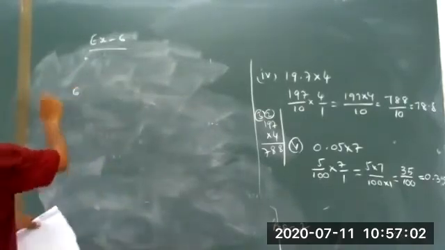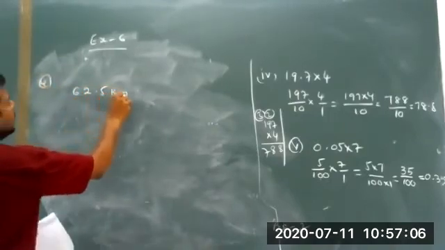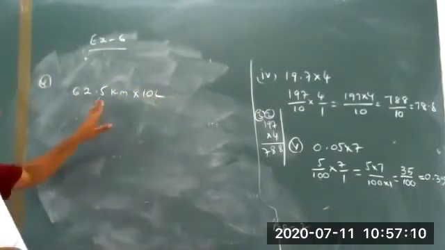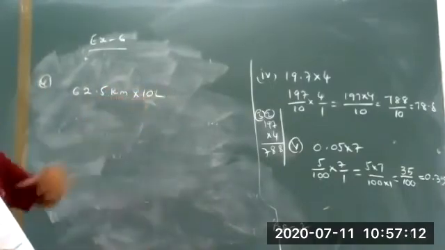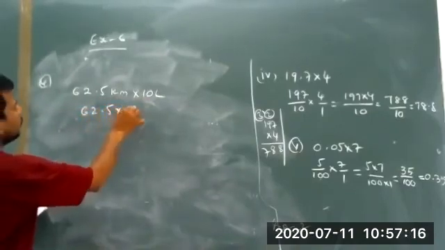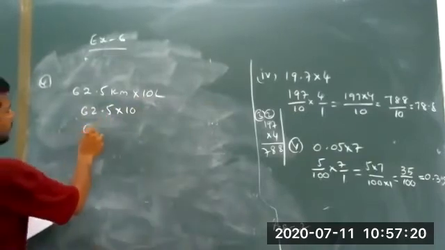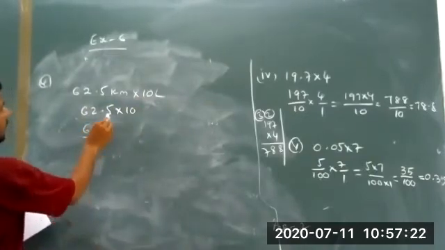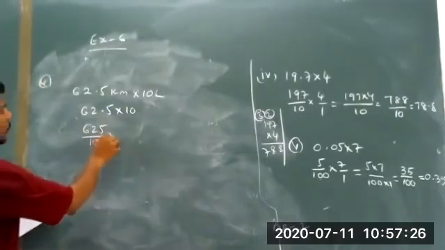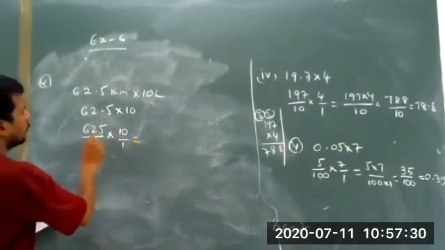This is the fourth problem. 62.5 kilometers into 10 liters. Now take 62.5 into 10. This is a decimal number. So take 625 by 10, since here the decimal place is how much, children? 1. That's 625 by 10 into 10 by 1.